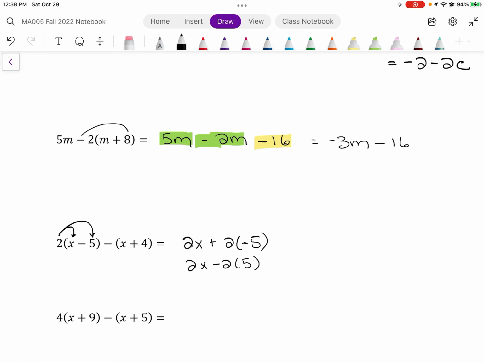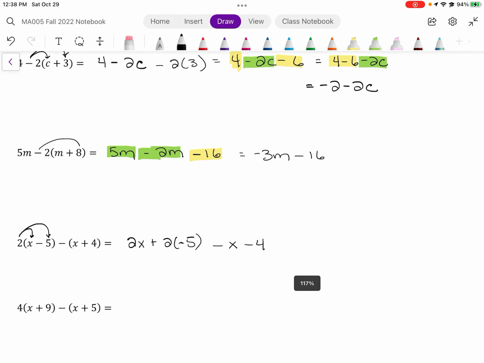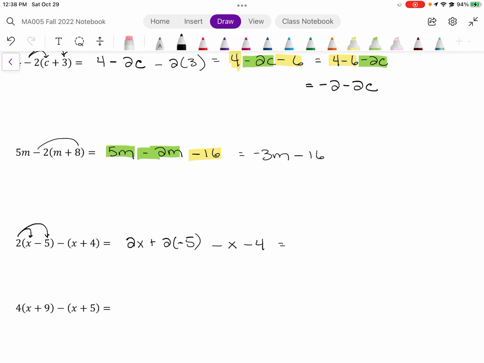All right, and then we've got minus x minus 4. So let's simplify this. I've got 2x minus 10 minus x minus 4. Okay, so we've got 2x minus x, and then we've got minus 10 minus 4. All right, so here we go. 2x minus x, that's the green portion, minus 10 minus 4.